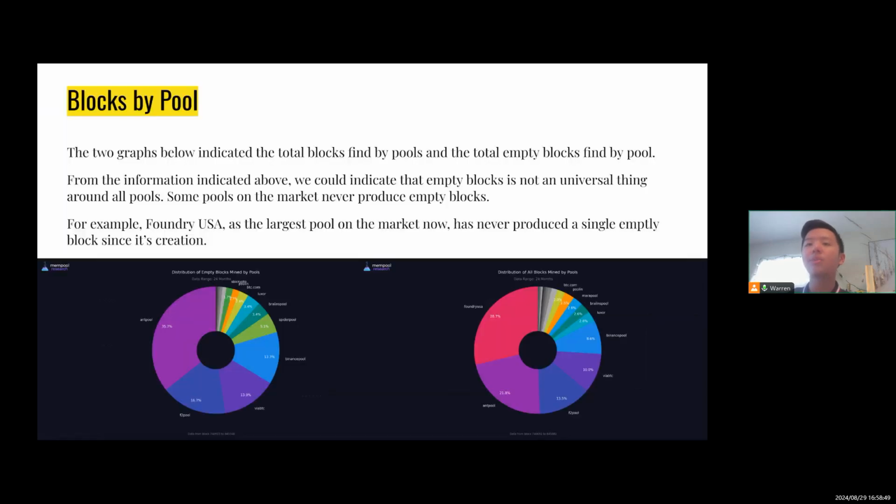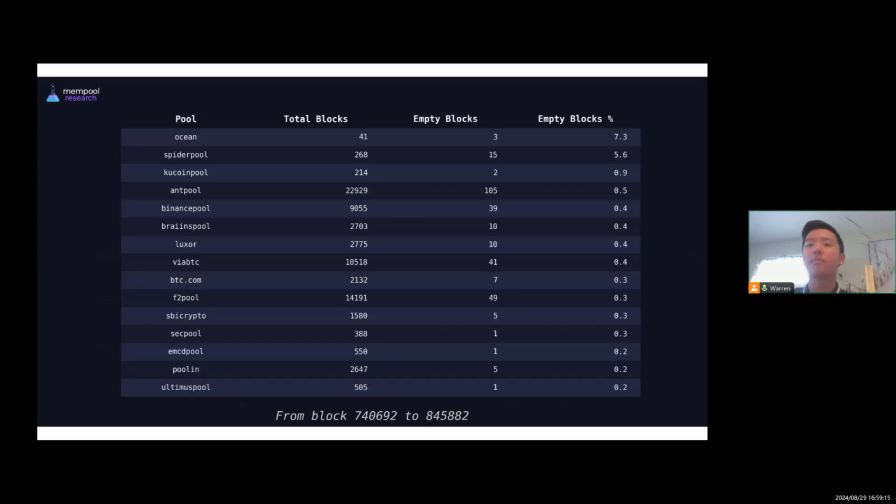Now, as we look through the blocks by pool, the two graphs below indicate the total blocks found by pool and the total empty blocks found by pool. From the information above, we can say that empty blocks are not a universal thing across all pools. Some pools on the market never produce empty blocks. For example, Foundry USA, as the largest pool on the market now, has never produced a single empty block since its creation.